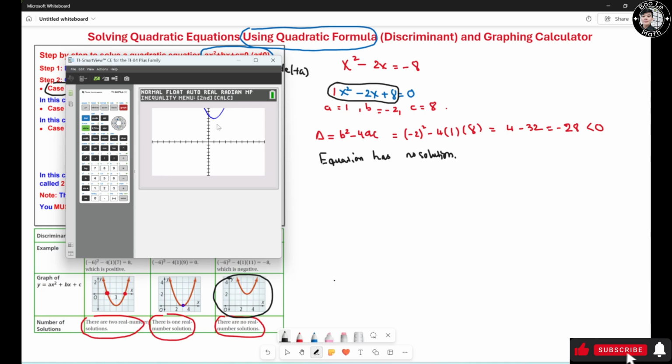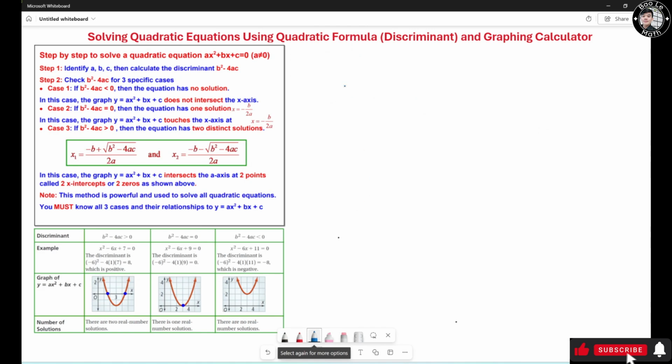And you see that the graph is above the x-axis and never touches the x-axis, which means there is no real zero, right? If there are no real zeros, the quadratic equation has no real solutions. Now let's move on to the second example. s squared equals 4s minus 4.